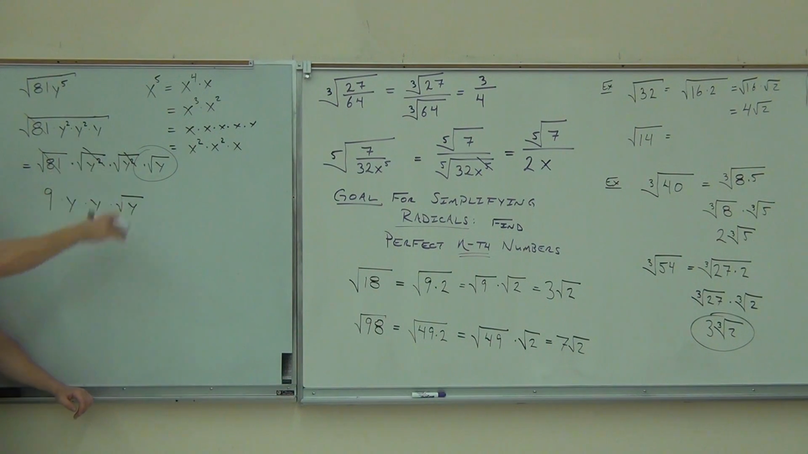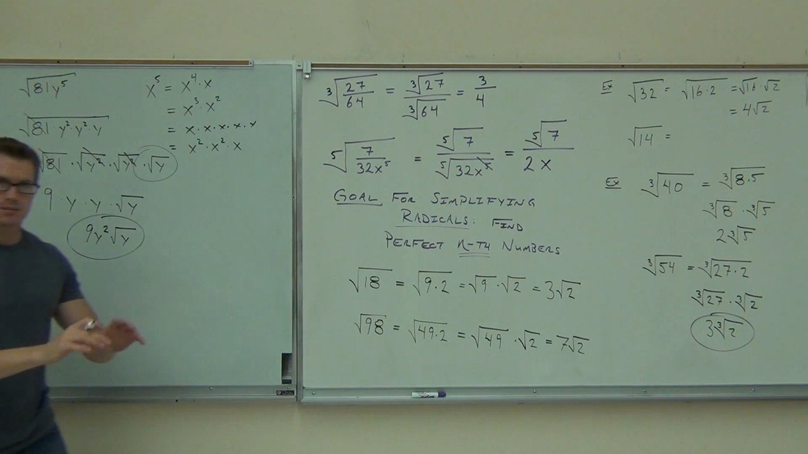Now can I write this any simpler than this? 9y squared. Sure, let's put those y's together. Really don't need these because if I write it like this, it's implied that we do have multiplication. That's as good as I can make it. That's completely simplified.